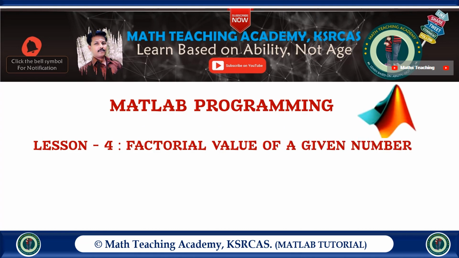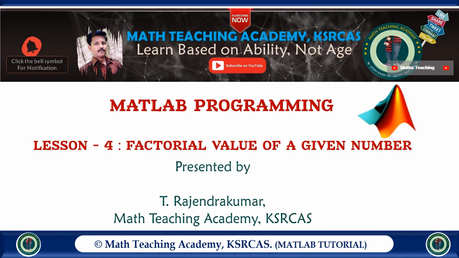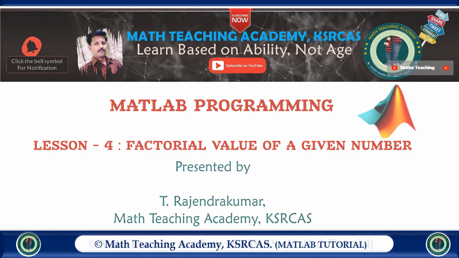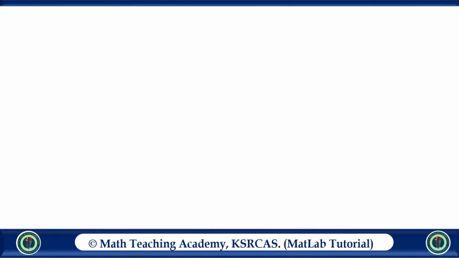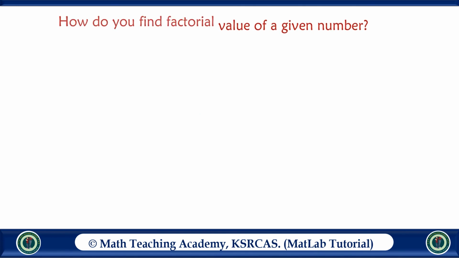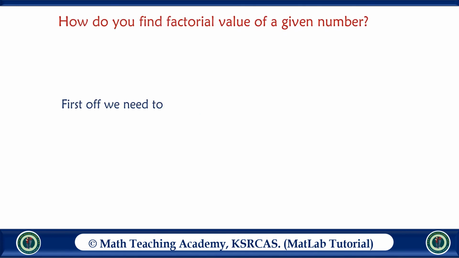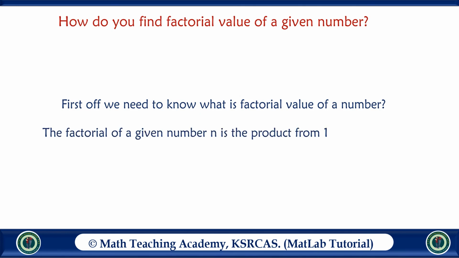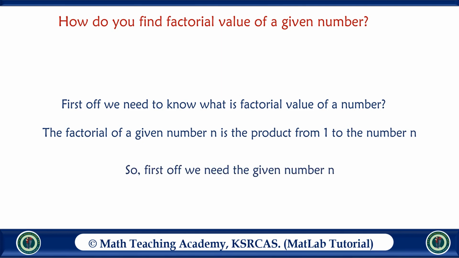Here in this lesson, today we are going to look at how to find the factorial value of a given number. First off, we need to know what the factorial value of a number is. The factorial of a given number n is the product from 1 to the number n. So first off, we need the given number n.